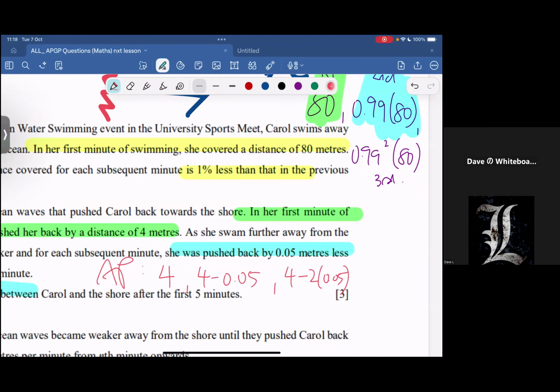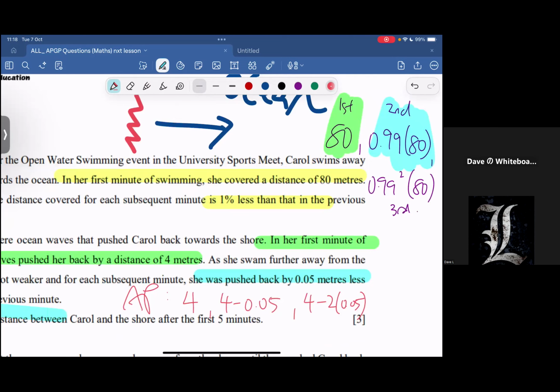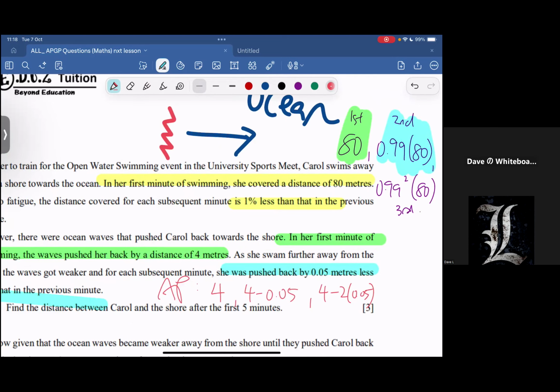So what you see here is basically the pushing back mechanism, the AP. And you notice how I form it: I won't write things like 4, 3.95 and 3.9. I write it in the form of an AP, a plus (n minus 1) times d. I try to create the distance, common difference, and of course the pattern, so it's easier for you to see what happens for the first 3 minutes. But the question isn't asking for the first 3 minutes. It's asking for the first 5 minutes.